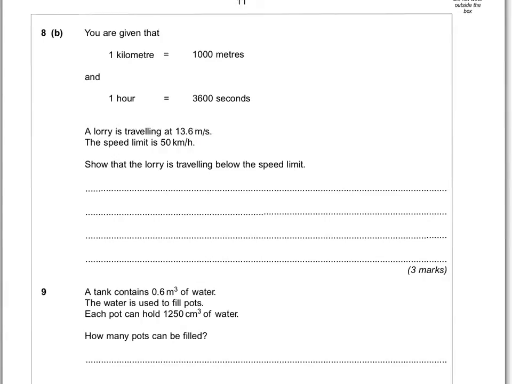So I need to decide how that changes, what the conversion factors are going to be. And I'm told some useful numbers up here. I'm told that 1 kilometre is 1,000 metres, that's obviously enough, and 1 hour is 3,600 seconds. Okay, that comes from 60 times 60. So this 13.6, how is it going to change? Well, I'm going to be multiplying or dividing by these two factors here.